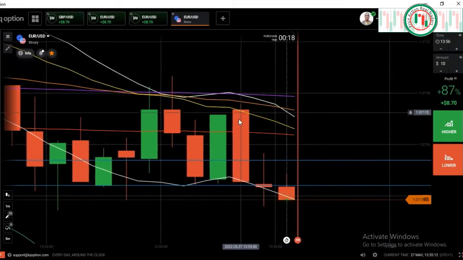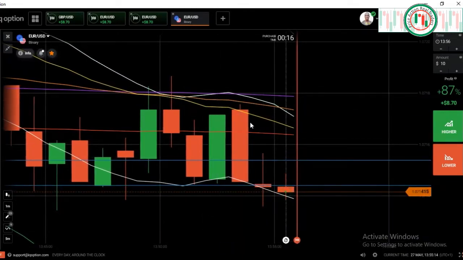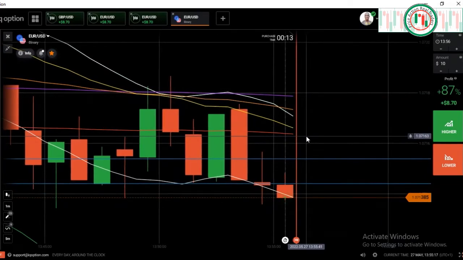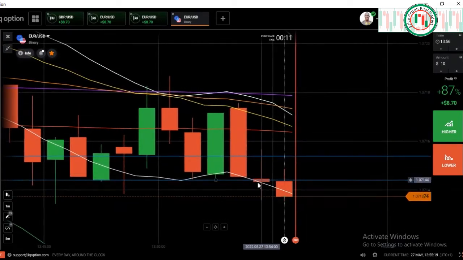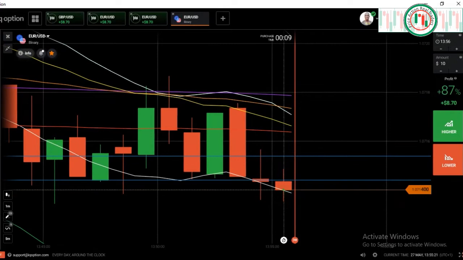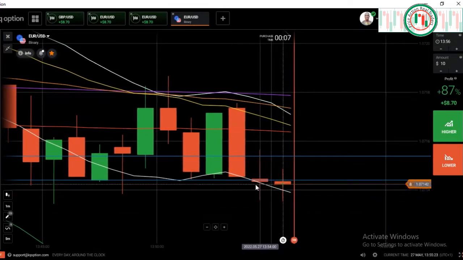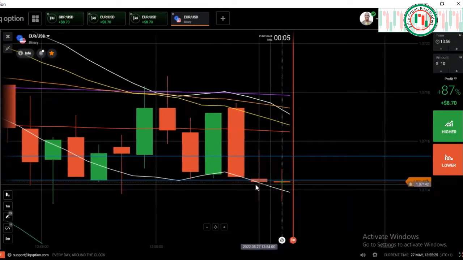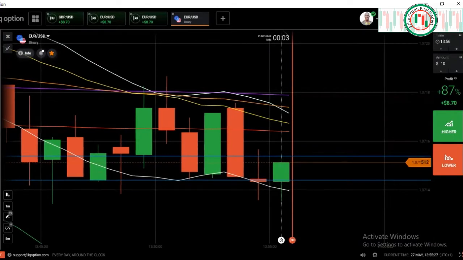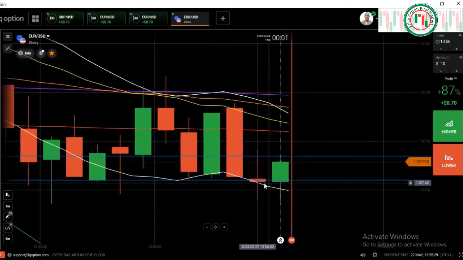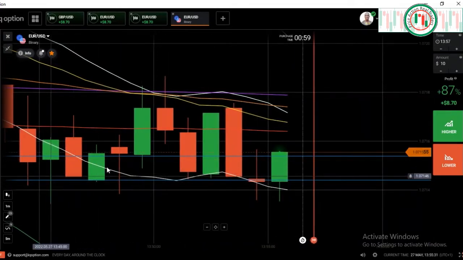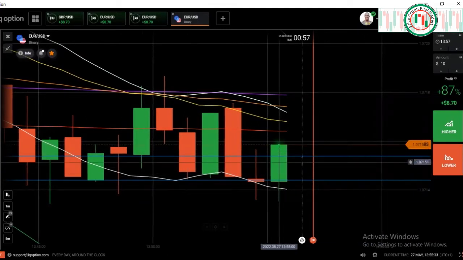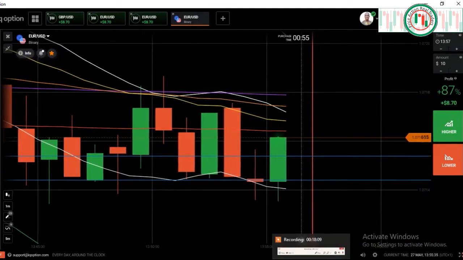So I wait for the market to break this zone, then I can place a call option again, because the market is supposed to reverse here. The market didn't reverse. Weak. I see weak sellers, because of multiple touches here, but you see the market is still reversing, no problem.